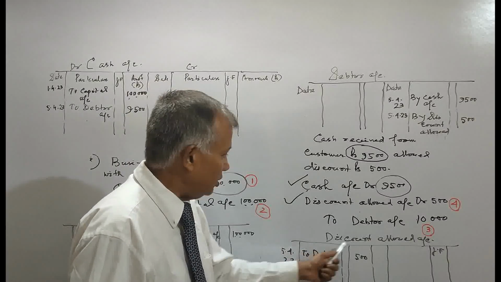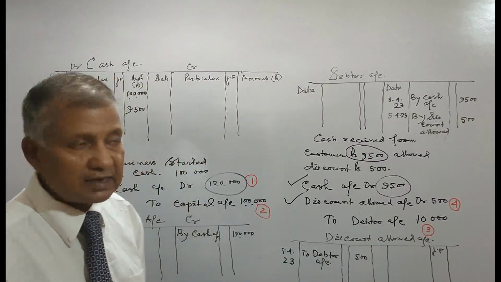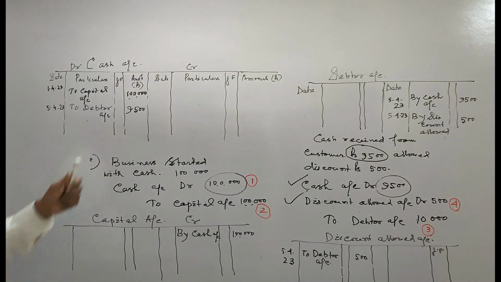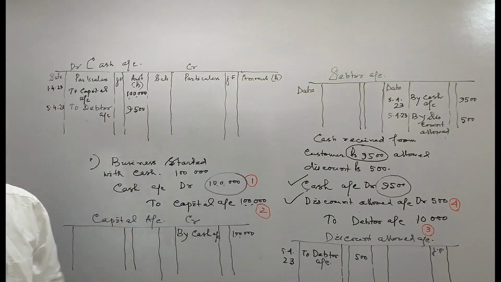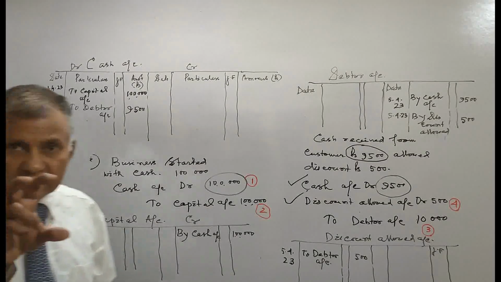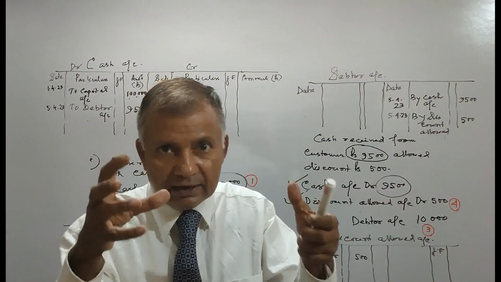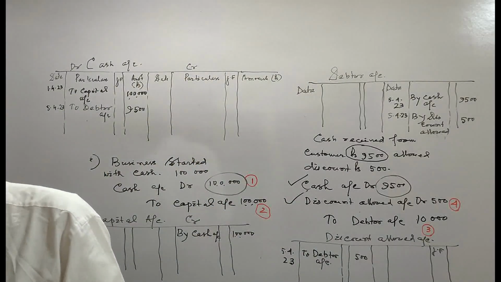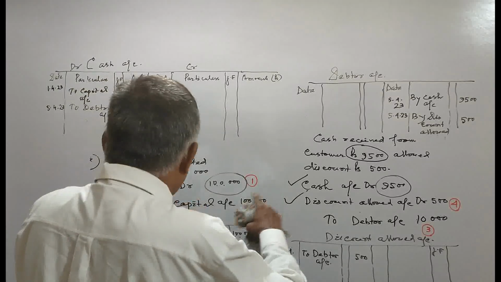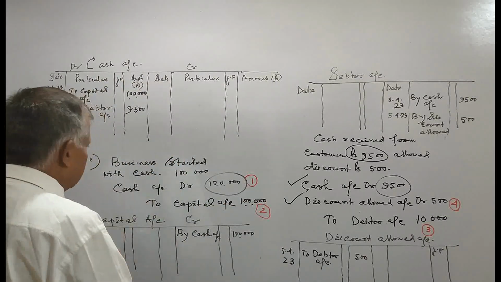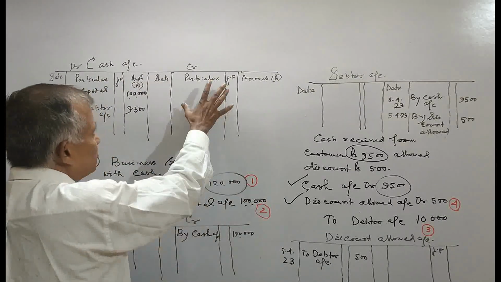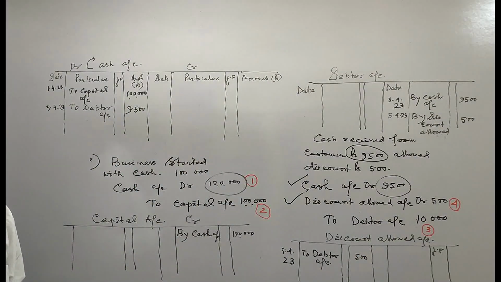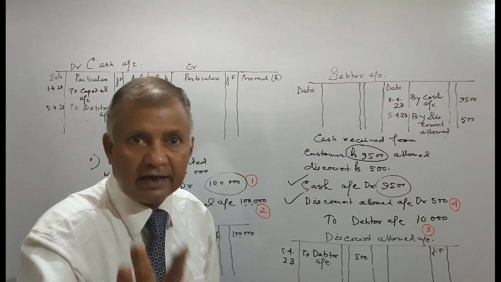From this account we can find out the discount allowed. From this account we can find out the cash balance. So the ledger will give you the total information. So let us see how to prepare the ledger. If in a journal there are 4 accounts, you have to prepare 4 ledgers. If 10 accounts are there, you have to prepare 10 ledgers.